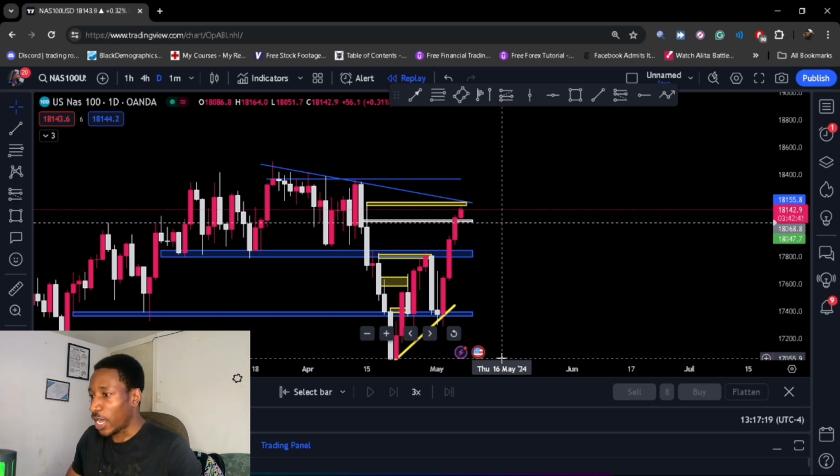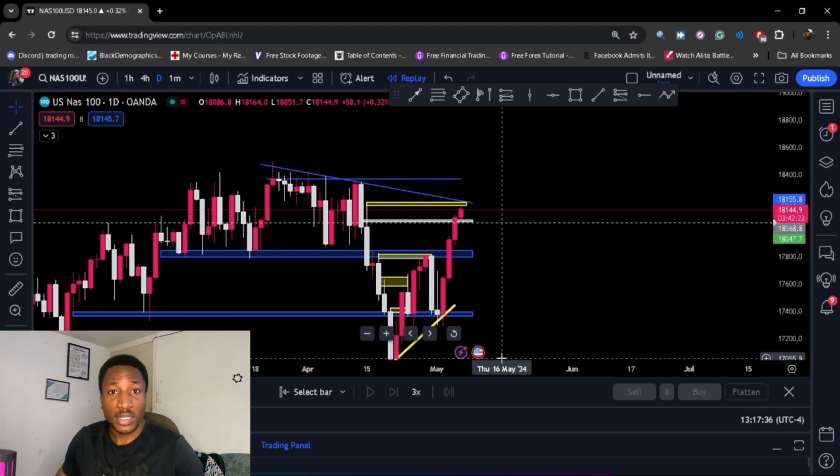Did I really miss any? I don't think I really missed anything. But overall, guys, when it comes to looking for reversals, if you're going to look for reversals in a supply zone, make sure that time frame is bullish. If you're going to look for reversals in a demand zone, make sure that time frame is bearish.